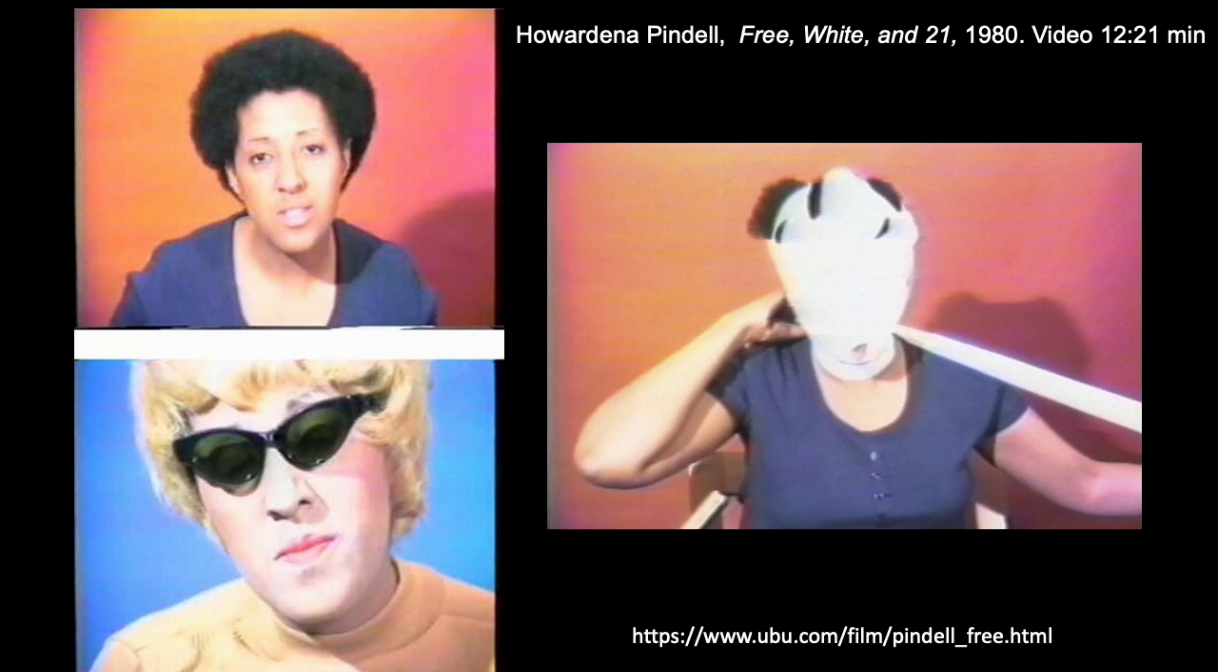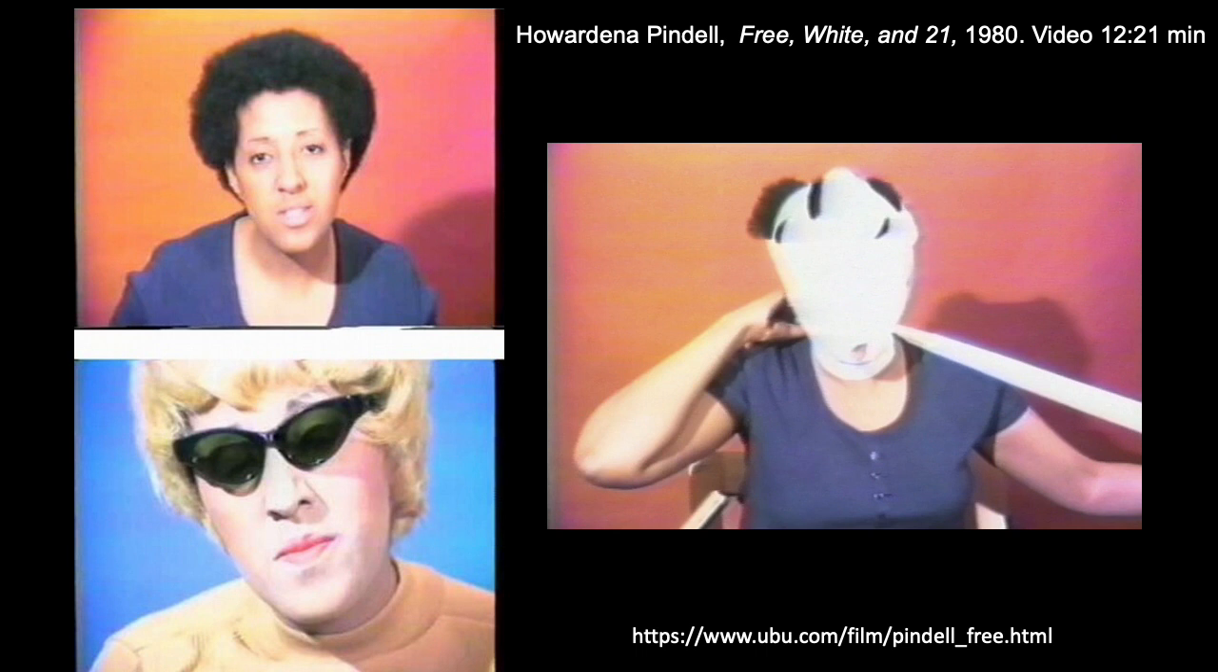And so Free, White, and 21 is sort of a deadpan account of the racism that she experienced coming of age as a Black woman in America during this time. It illustrates a very stark divide between Black and white Americans. The artist appears as both herself and in costume as a white woman. The video opens with glancing shots of the artist in whiteface wearing a blonde wig in the guise of a white woman from the 1950s or 60s.